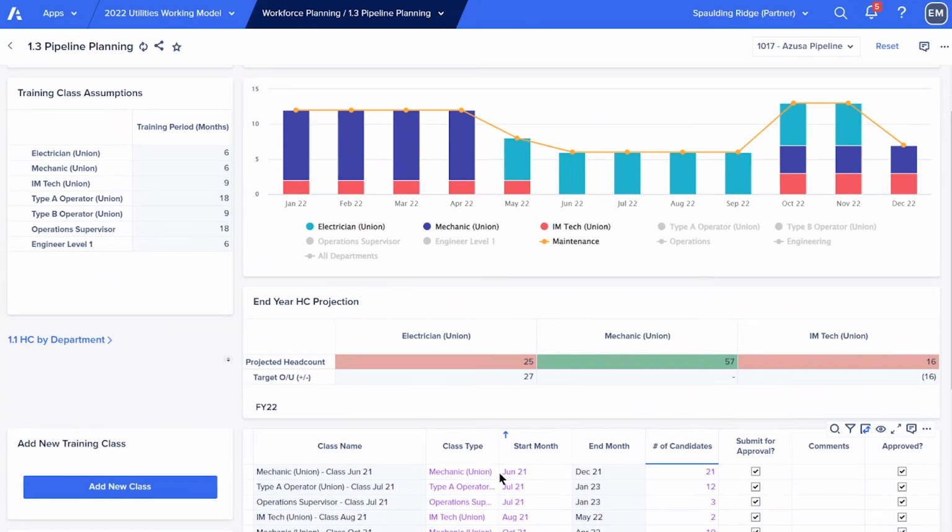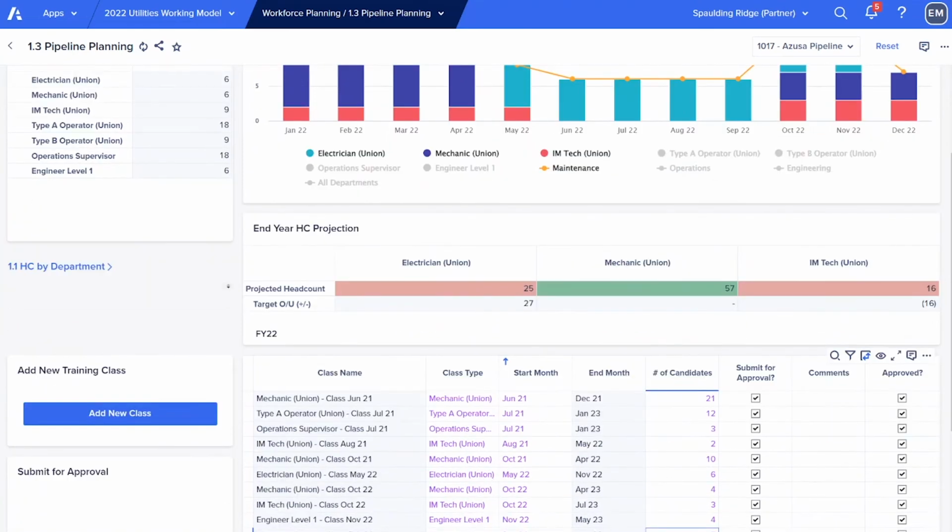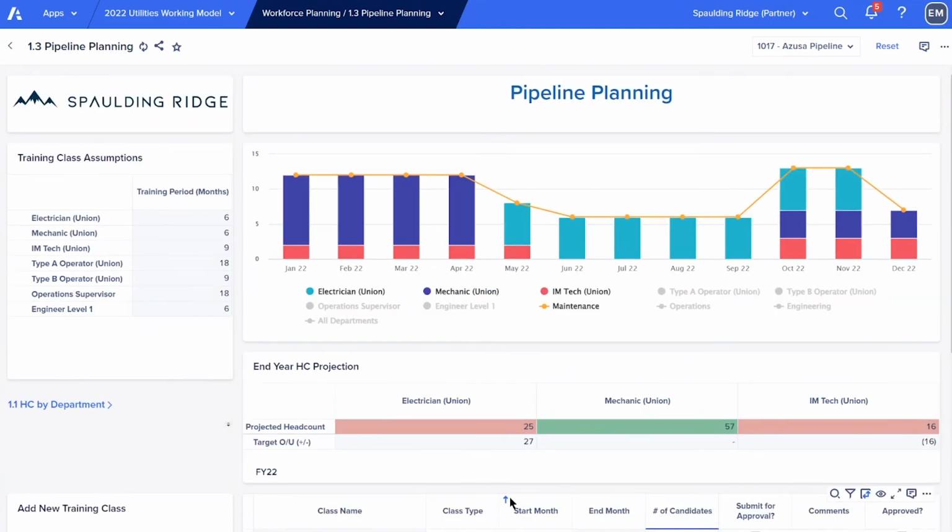All right, let's think about another group of people. How about the training department? The training department needs to be ready to train those mechanics. The training department also needs to be ready to train 4 engineers that'll be coming in November 2022. Those are other departments that can take from this.